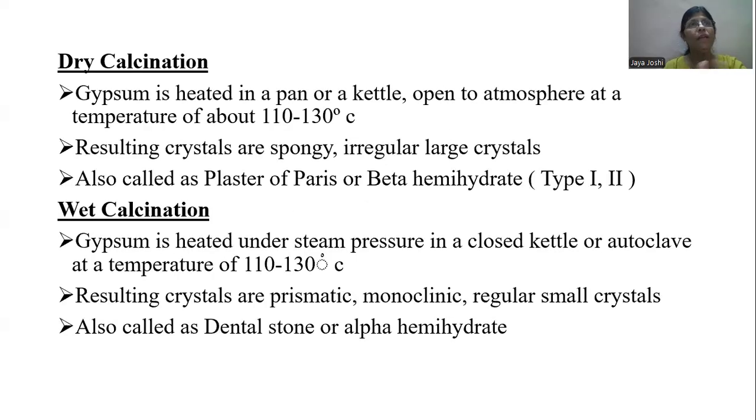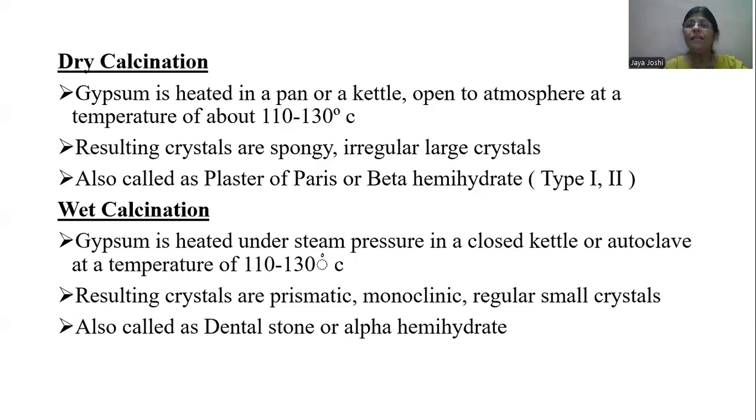Now there are different ways by which we can do this heating, and accordingly we get the crystals. Dry calcination, the name itself suggests, the gypsum is heated in a pan or a kettle, which is open to atmosphere at the temperature of about 110 to 130 degrees centigrade. As it is heated in an open container, the resulting crystals are irregular, large, and spongy.